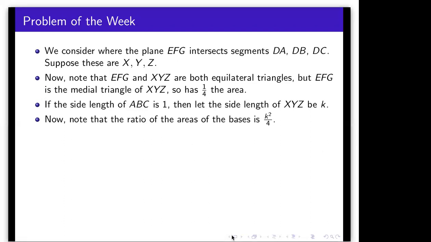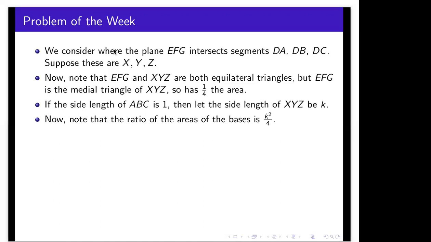Because the ratio of the areas of XYZ to ABC is going to be K squared, and then EFG is 1/4 of XYZ. So then it will be K squared over 4. Right, but now we also have to find the height, which is a bit more tricky to see.